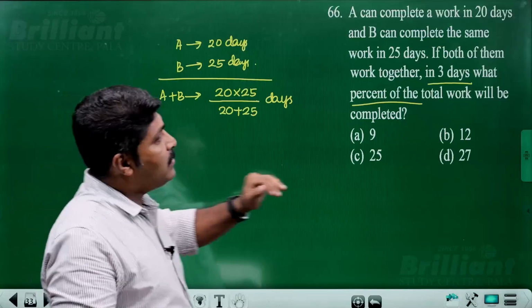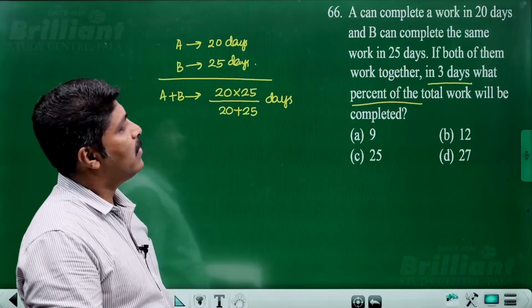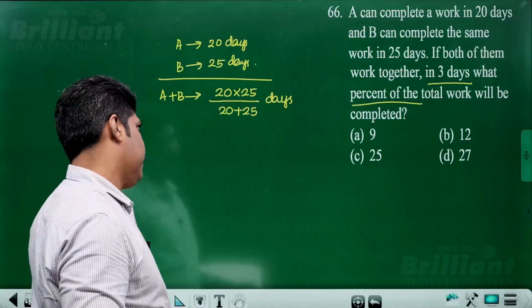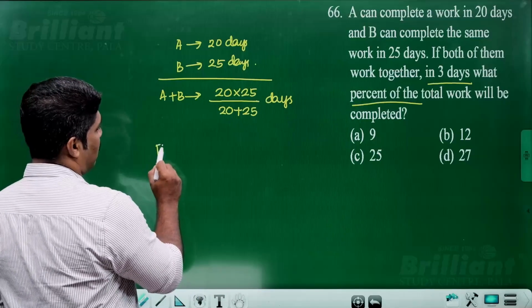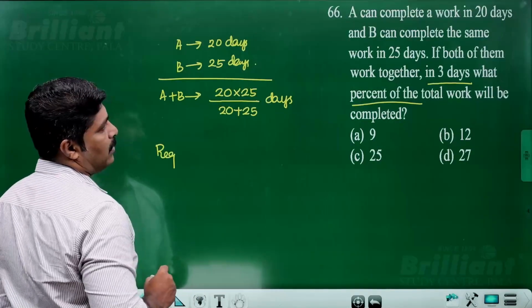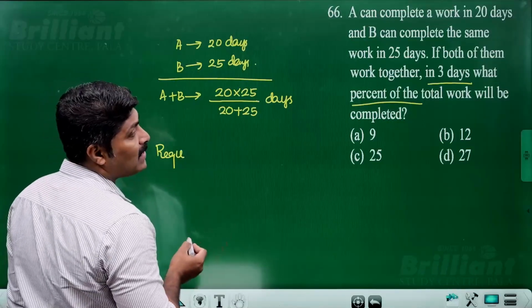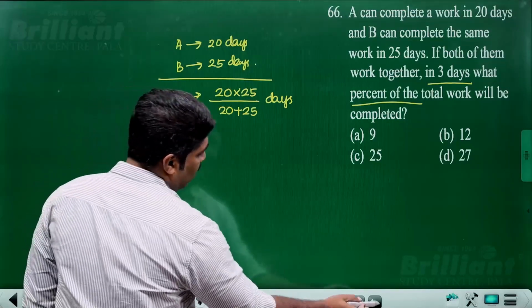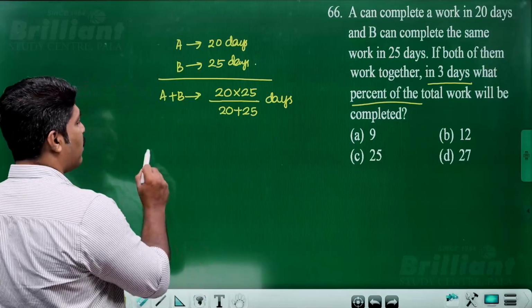So we have to consider in 3 days what percent of the total work will be completed. So the required fraction. Therefore in 3 days what percent of the total work. Here it's not the case of fraction, it's percentage. Therefore the required percentage.